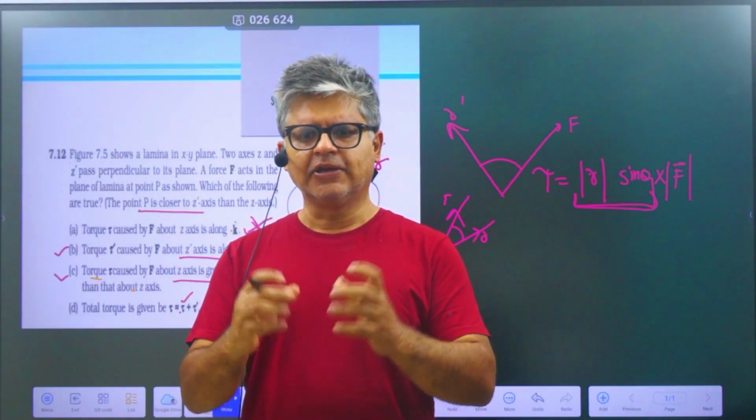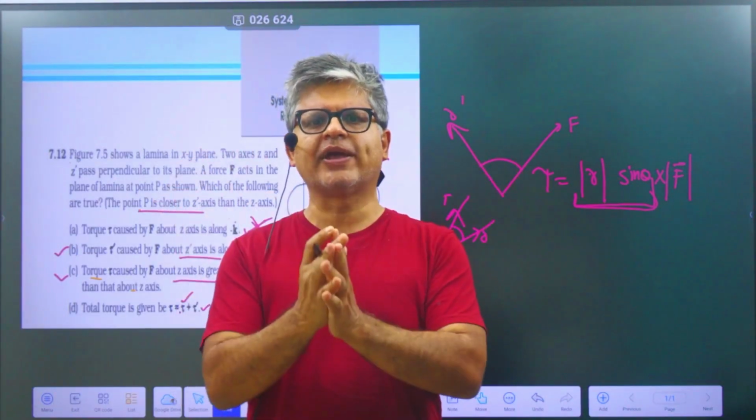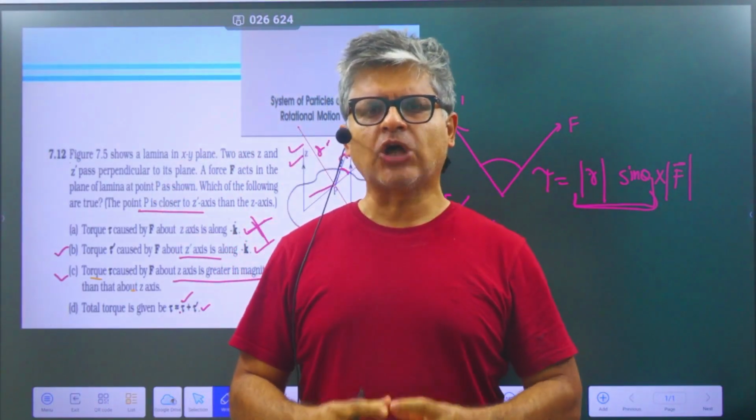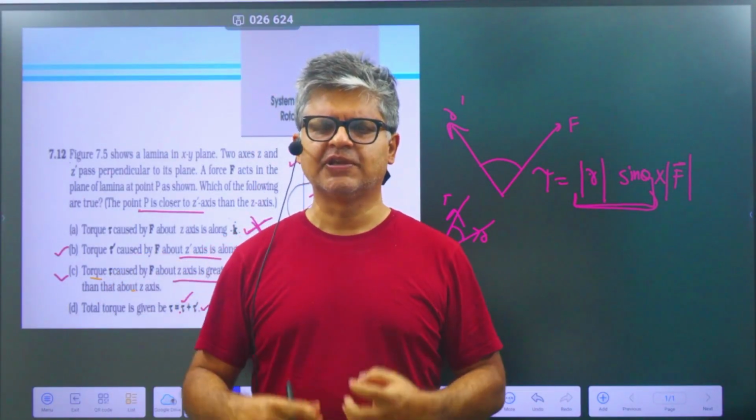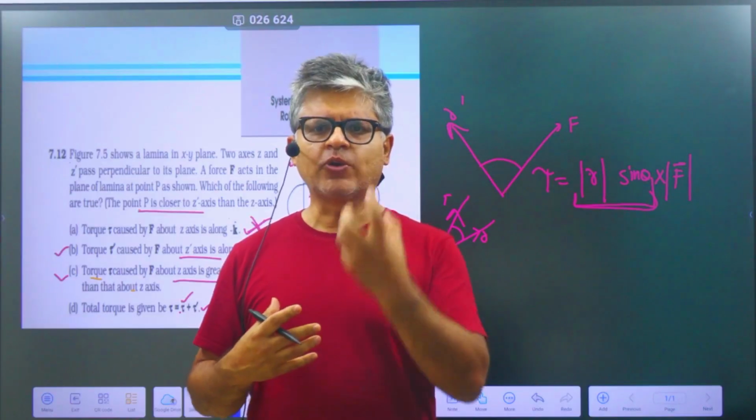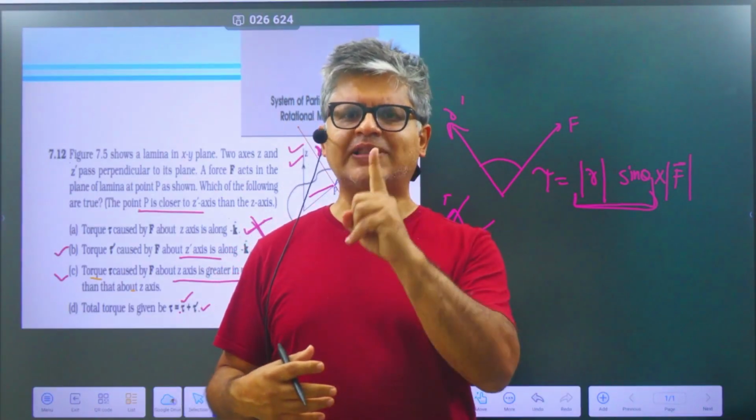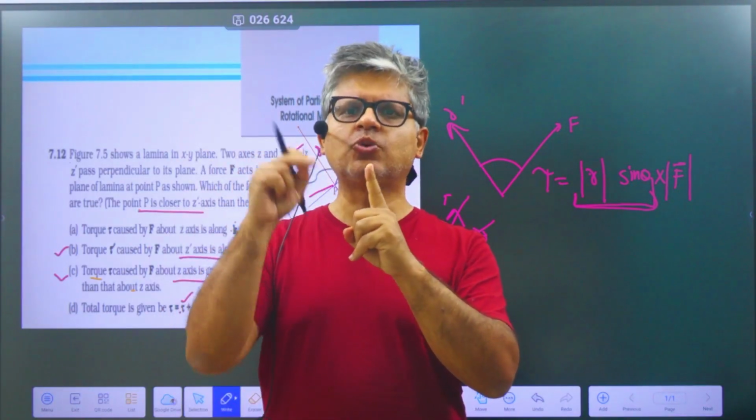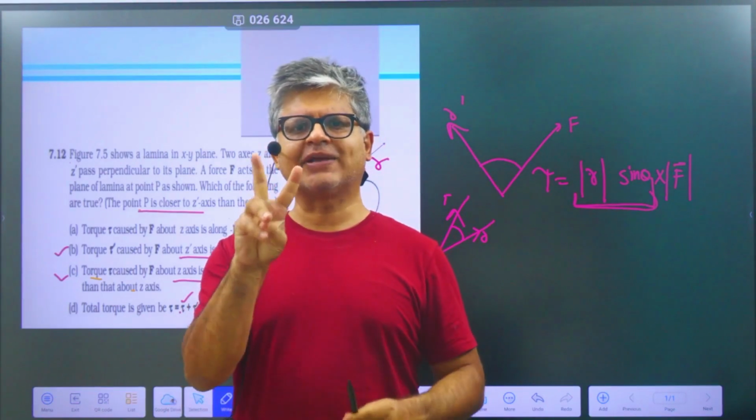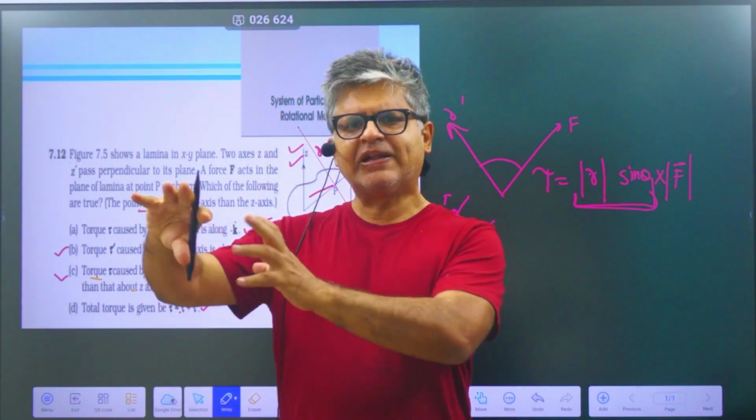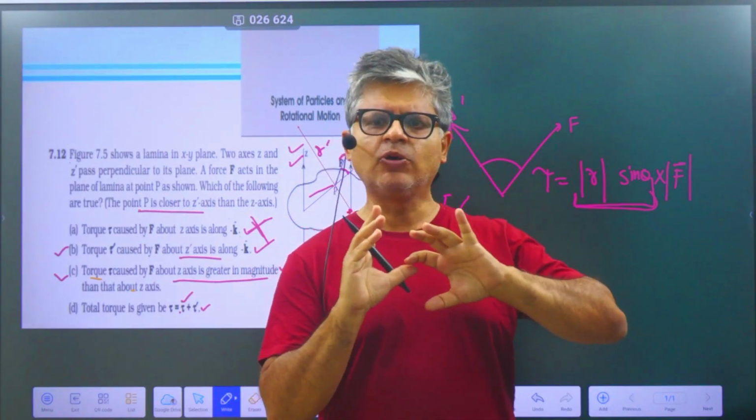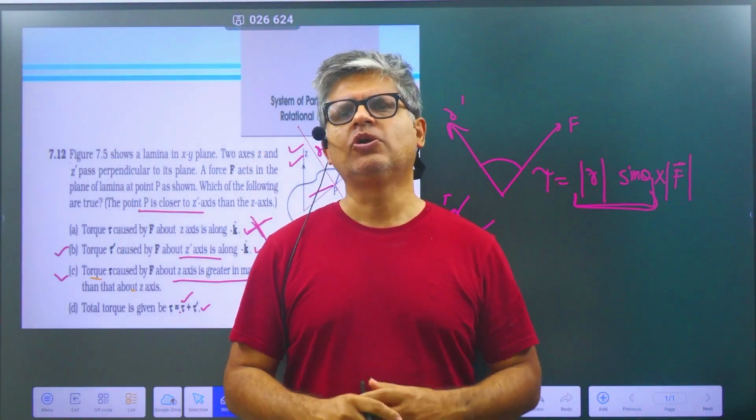You cannot add the torques around two axes together. The only way you can add torques is when there is a single axis. You can have multiple forces, and due to those multiple forces, you can find different torques about that axis. You're allowed to add. But if you have two axes, one force, and you're producing torque separately for one axis and separately around the other axis, you're not allowed to add the two vectors.